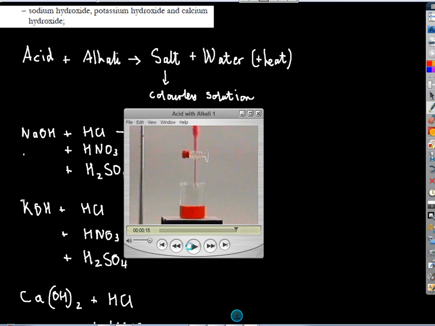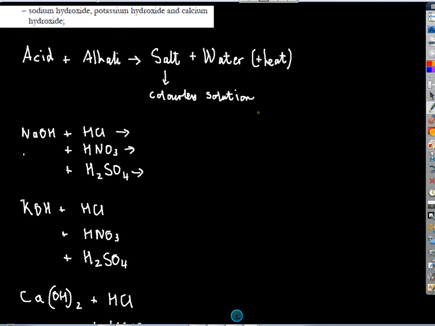It was, of course, universal indicator, and you were adding acid from the burette to alkali, which was in the beaker, and it slowly turned acidic from alkali, hence going from that sort of dark purple through sort of green, yellow, down to the red.